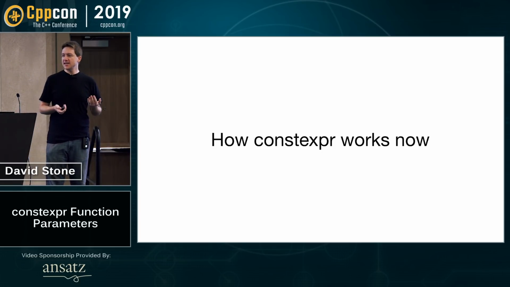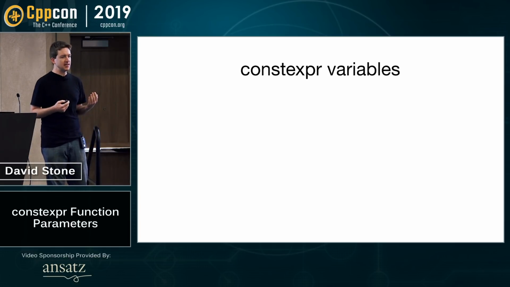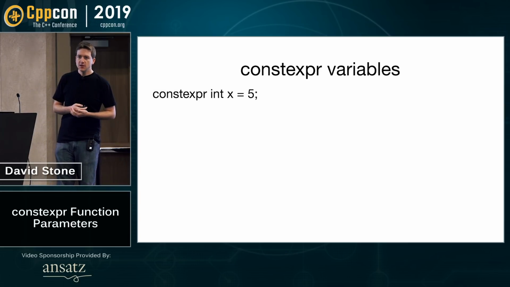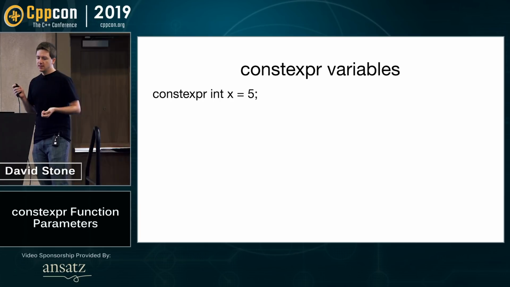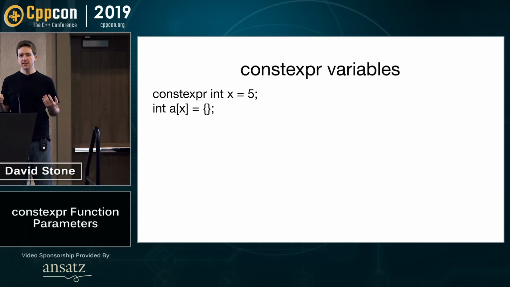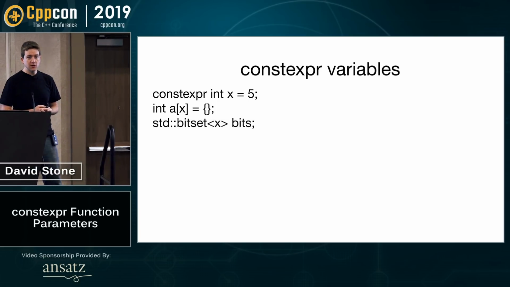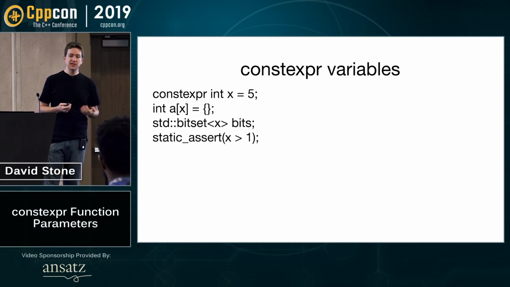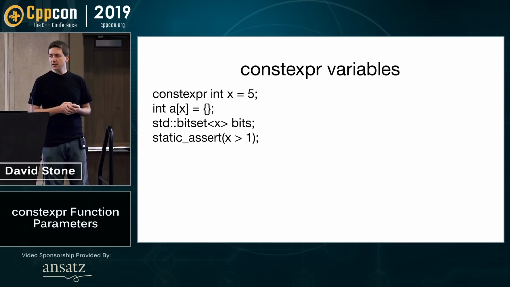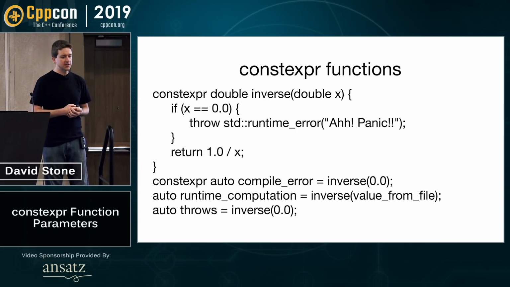So first, how constexpr works now. There are two types of constexpr in C++. There's constexpr on variables, which looks like this. You declare a variable with constexpr, and then you can use it in any context that requires a compile time constant. For instance, you can use it as an array bound. You can use it as a template parameter. You can use it in a static assert. It's fairly straightforward. The more complicated constexpr in C++ is constexpr on functions.